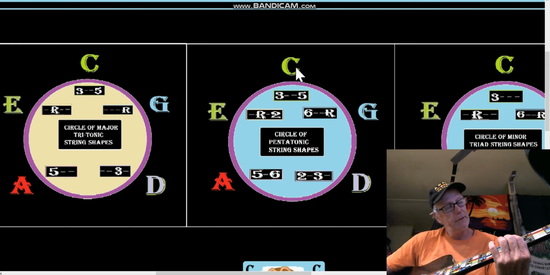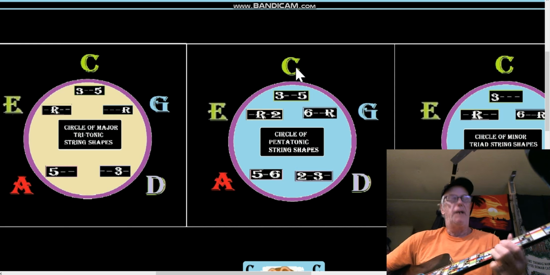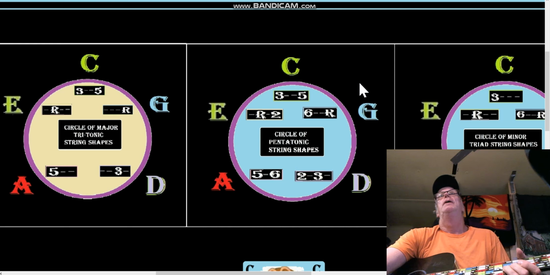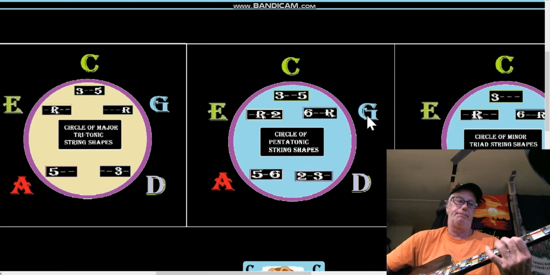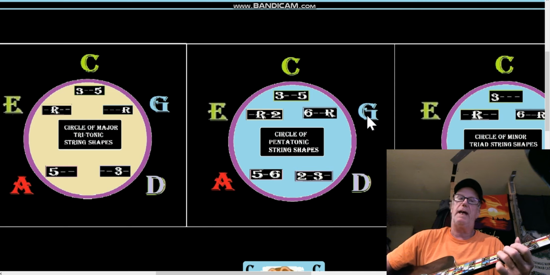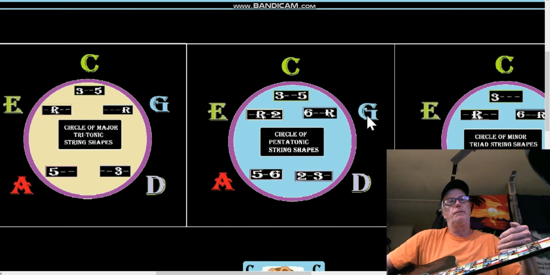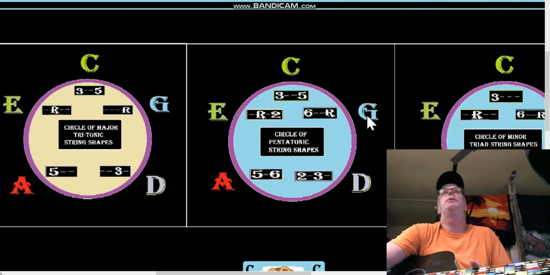So if you move this, we'll do it in pentatonic. Move that up, you're going to F. And if you move it down, you're going to G. So we would be starting on the G string shape like that if you moved it down. That's another simple way of looking at it.